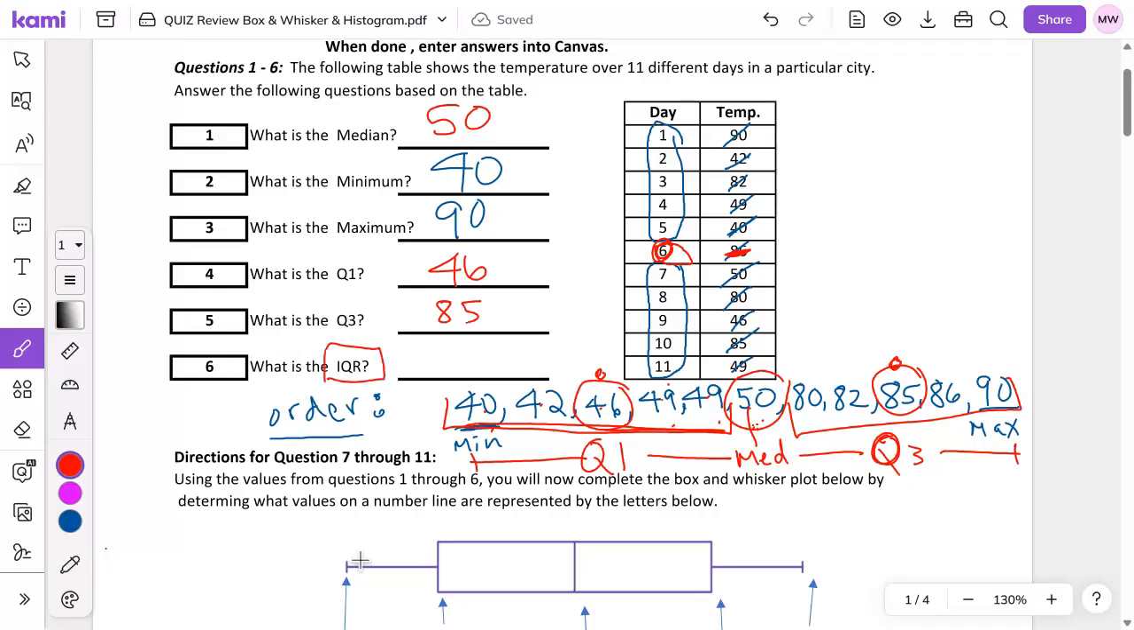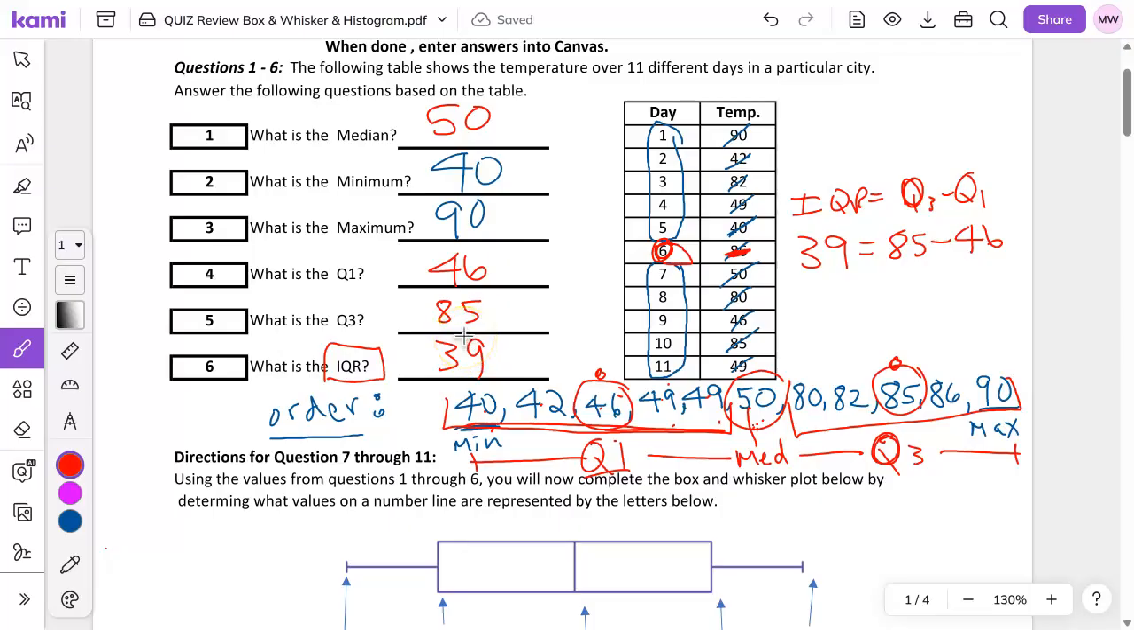Now, what is the IQR? It's the middle range is what it is. So IQR is Q3 minus Q1. So that's going to be what? Q3 is 85 minus 46 Q1, and that's equal to 39. Okay, so 39. Good. So there you go. So that's how you find all these values right there.